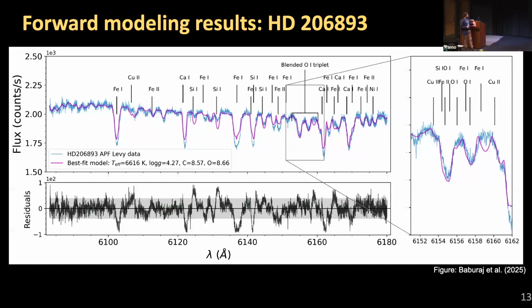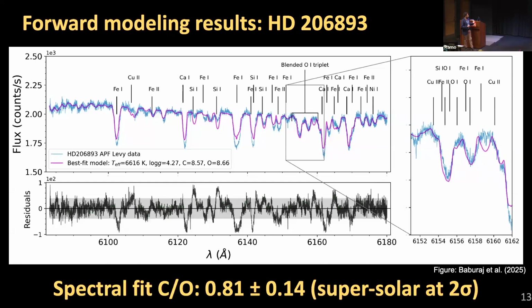So doing the forward modeling for one of the host stars, HD206893, this is how the spectral fit looks. In this, we only fit for the region around the oxygen feature, which is right here. And the spectrum mostly fits very well in that region. This gives us a spectral fit C/O ratio of 0.81, which is supersolar at 2 sigma.